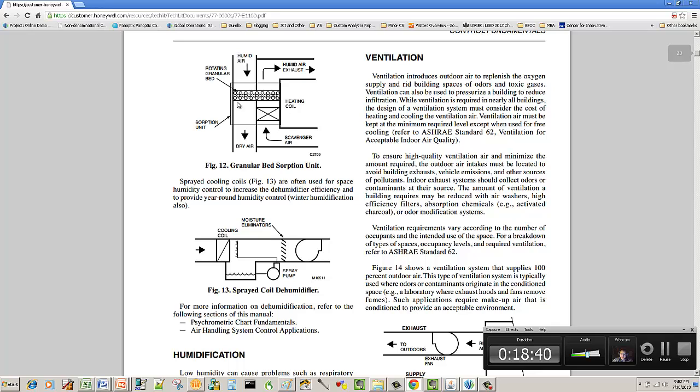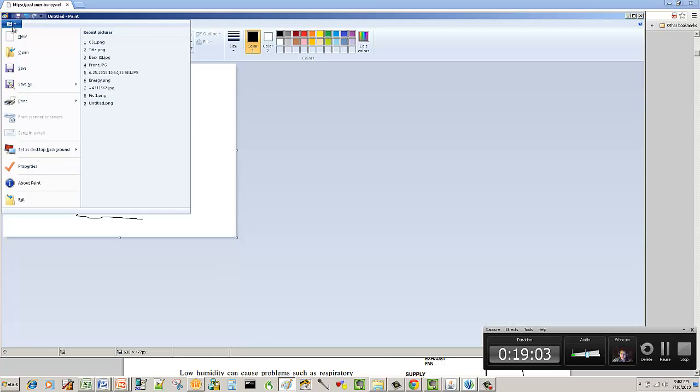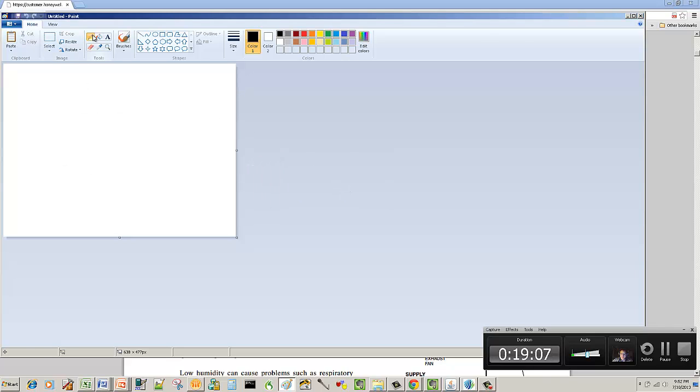We're not going to talk right now about this granular bed absorption unit right here. We're going to talk about how it's done in most cases, which is through a chilled water coil with some reheat. So what happens is that the air goes through the chilled water coil. Let me see if I can draw you guys another wonderful picture here. Okay, so we've got our air handler, we've got our cooling coil, and we've got our heating coil. And heating, we're going to make with an X. And we've got a fan right here.